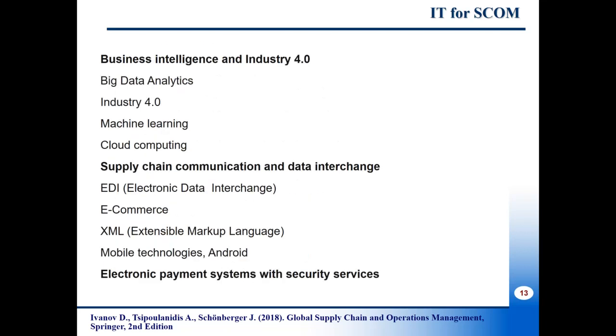We have also business intelligence and industry 4.0. We have big data analytics. We have also industry 4.0, machine learning and cloud computing. Also, we have supply chain communication and data interchange like EDI, electronic data interchange, e-commerce, XML, also mobile technologies and Android, for instance, that we already have in our mobile phone. And also electronic payment systems with security services like PayPal, for instance.